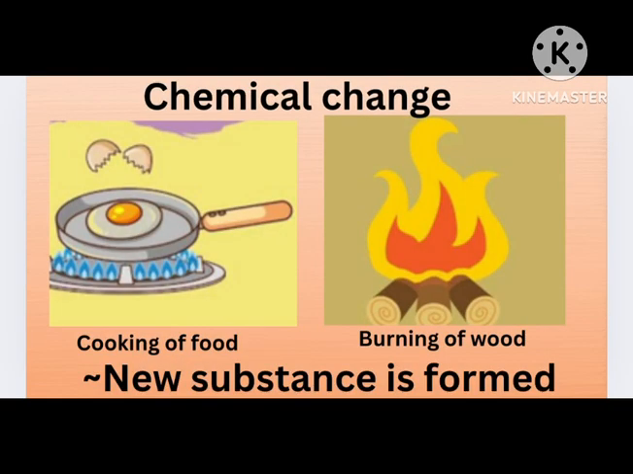Now, talking about chemical changes. Here, a new substance is formed. For example, when we burn paper or wood, it changes into ash, which is an entirely different substance. Here, we cannot get back the original substance. Similarly, cooking of food is also a chemical change because here, an entirely new substance is formed.